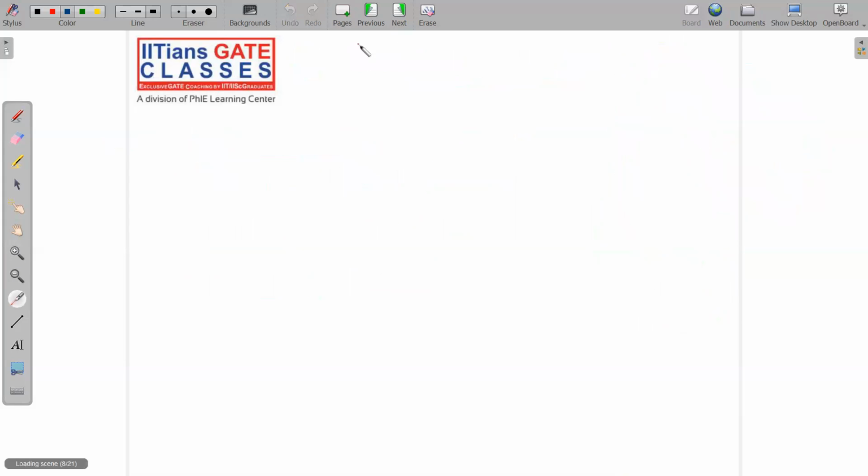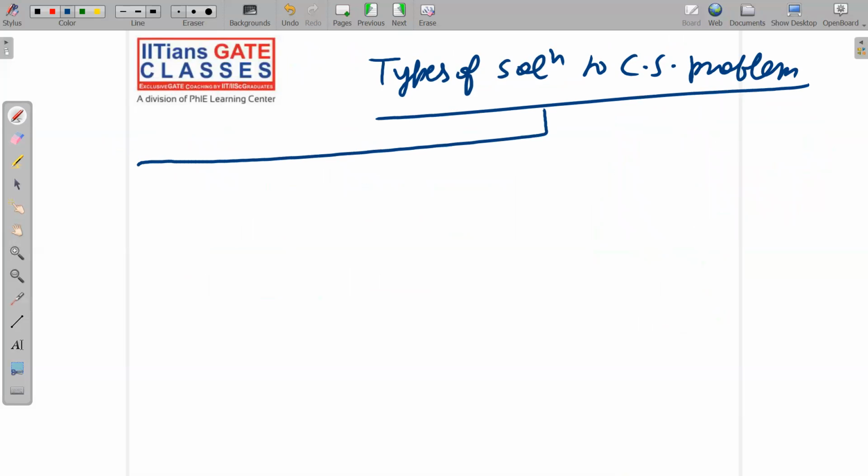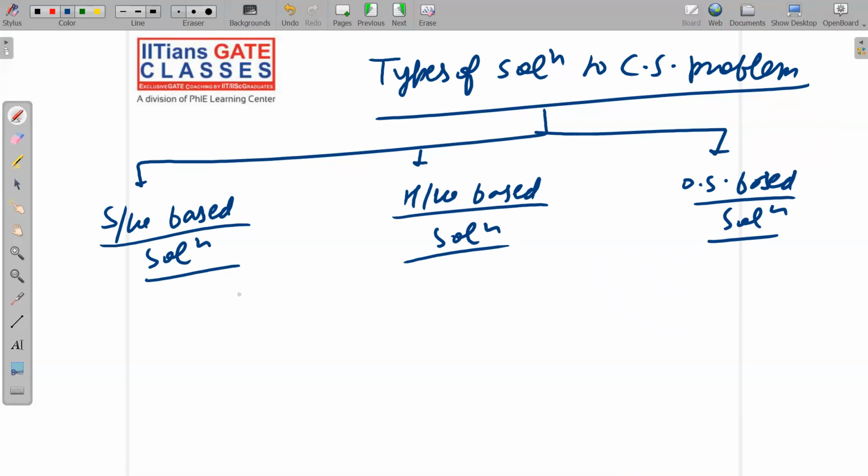Okay. I'm jumping now. So now we will study the types of solution to the critical section problem. So there are broadly three types of solutions. One is software based solution. Second is hardware based solution. And the third is OS based solution. Okay. So there are three types of solution.